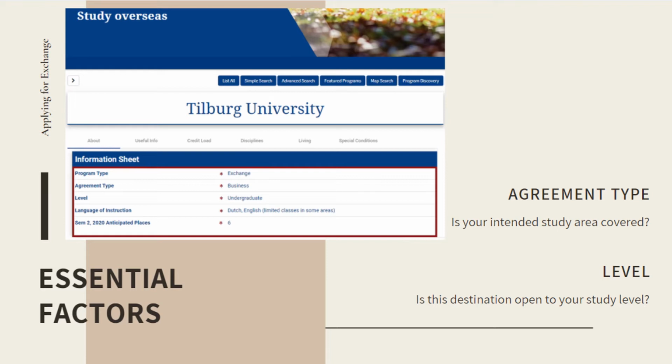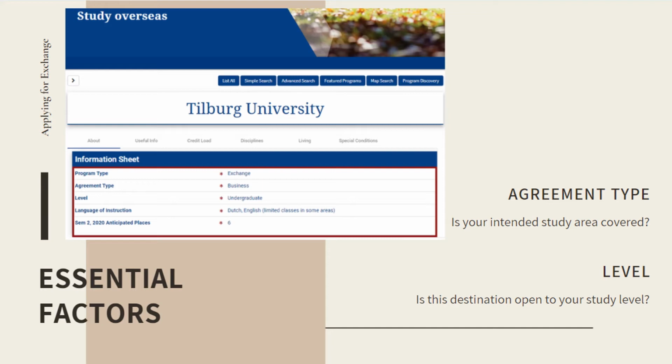Secondly, the agreement type. The vast majority of our exchange agreements are what we call general agreements. These are open to all students from all disciplines and faculties at this university. A few agreements, however, are faculty specific, meaning they are only open to students from that faculty. For instance, the brochure page for Tilburg University in the Netherlands shows the agreement type is only for business students. If you are a Bachelor of Science student and intend to undertake subjects overseas towards a genetics major, then this destination is not an option for you. This is because the agreement type here is only for Faculty of Business and Economics students. Additionally, they may not offer any genetics subjects.